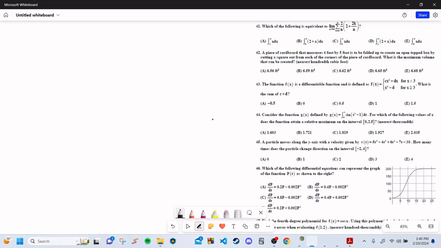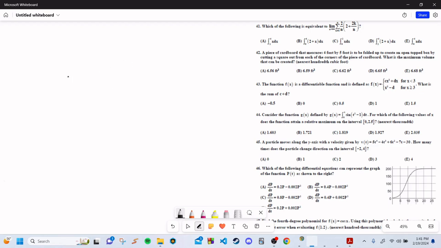Alright, so we're going to go over the last 20 questions from this TMSCA 10 math test from this year. Okay, so number 41, so we're getting into calculus content. We want to know which of these integrals is equivalent to this limit expression of the integral.